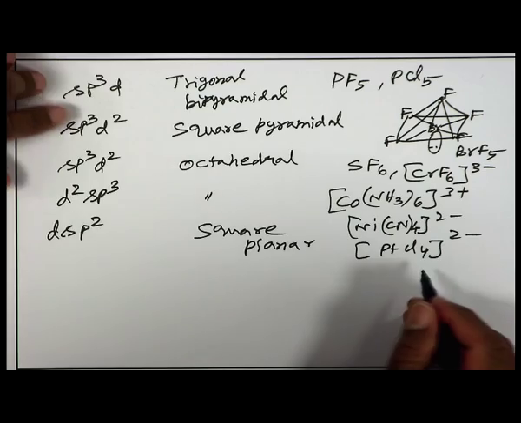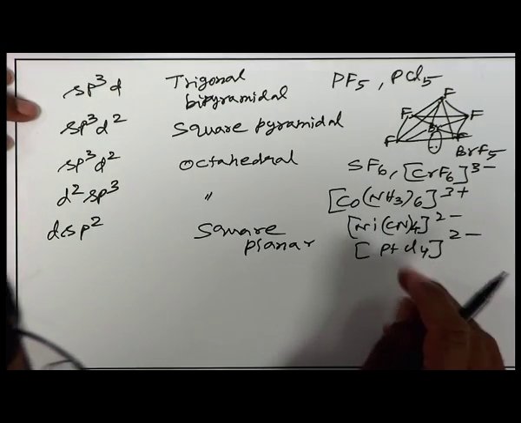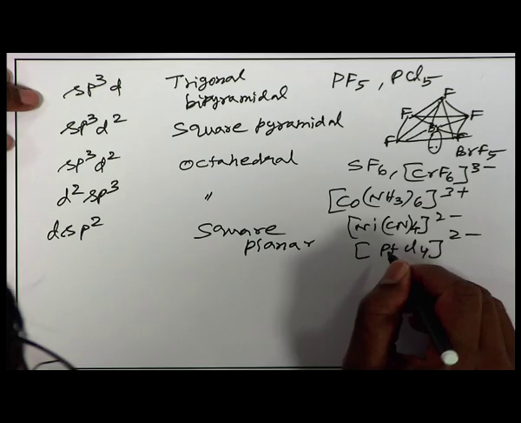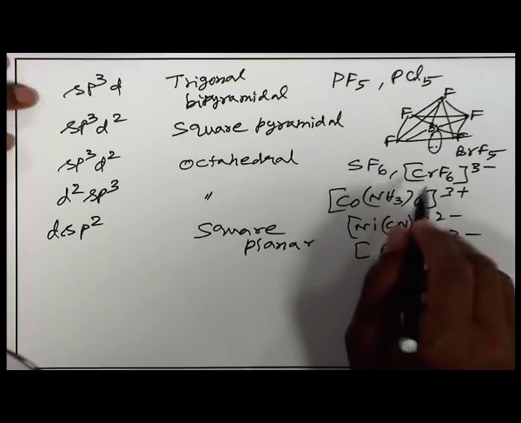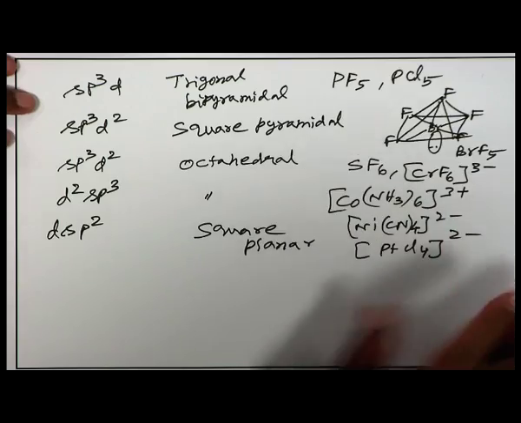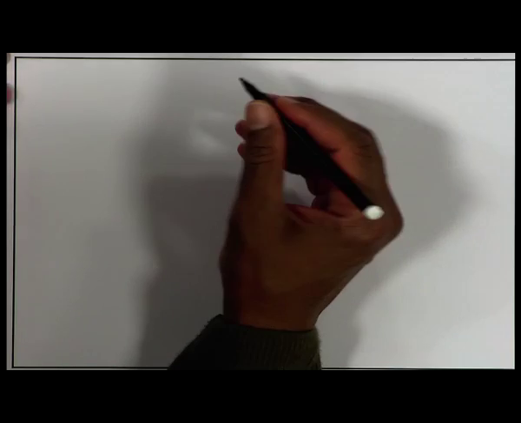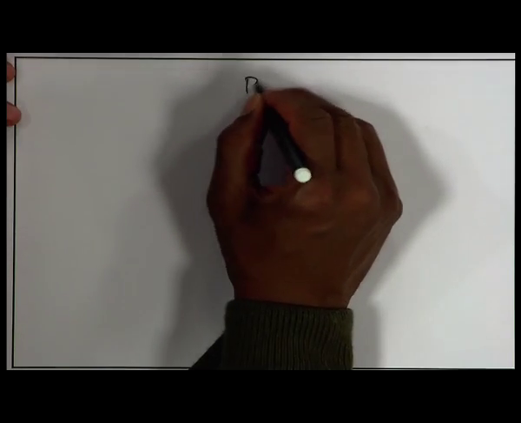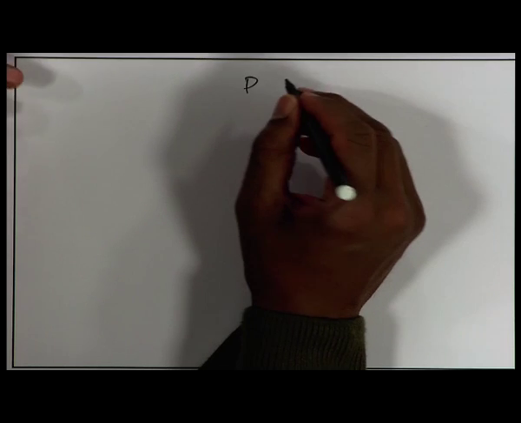Now, we are not going to discuss the structure of transition metal complexes, platinum, nickel, cobalt. We are going to see only the structure of main group compounds. Let us see the structure of PCl5, for example, or PF5.